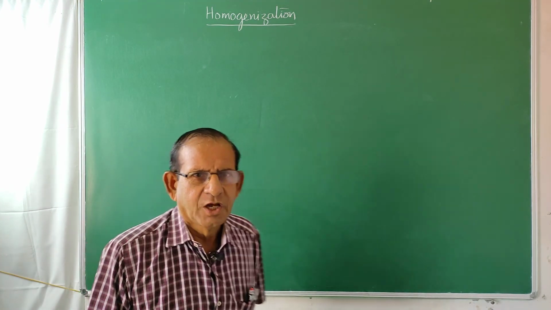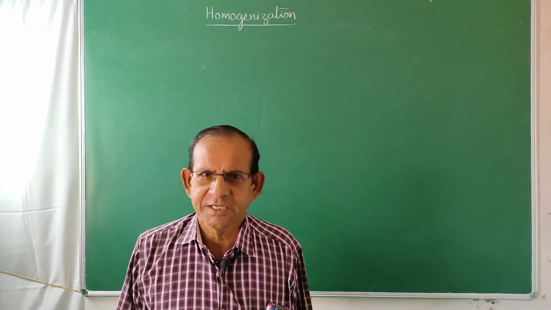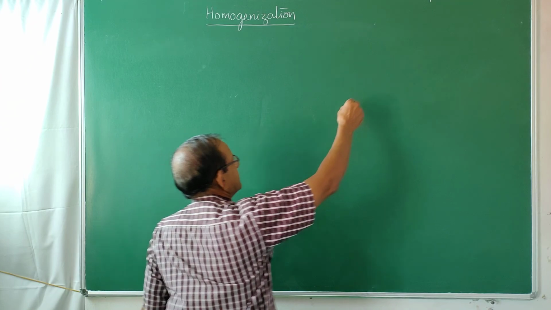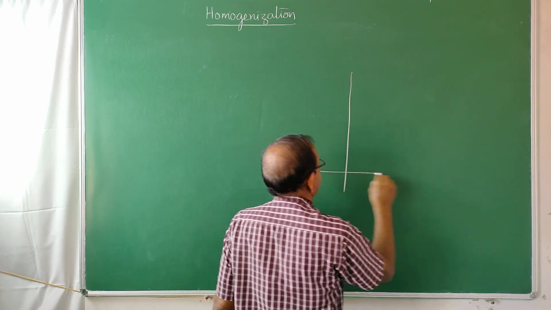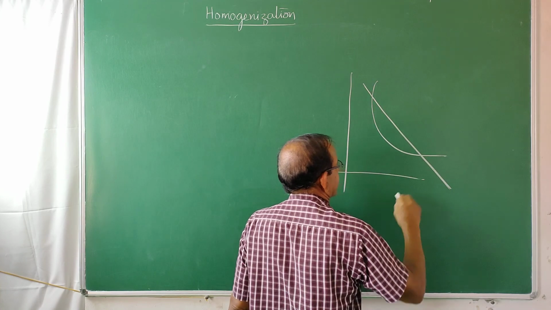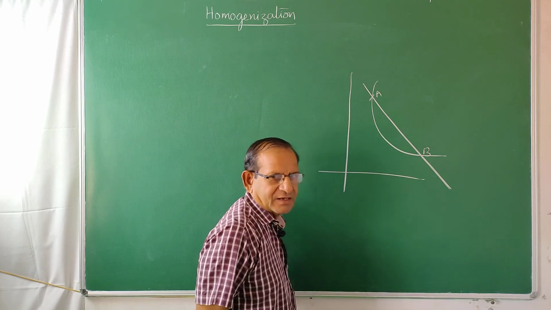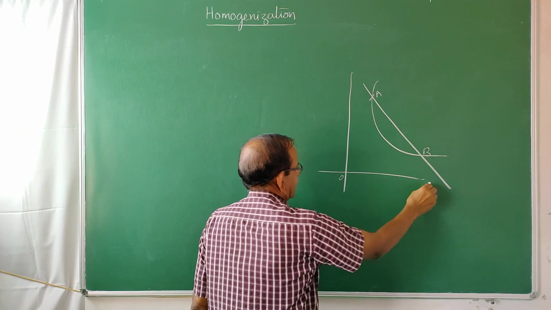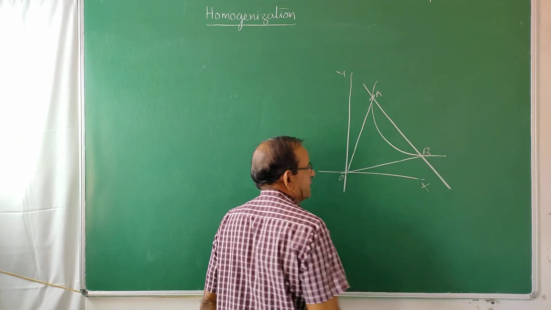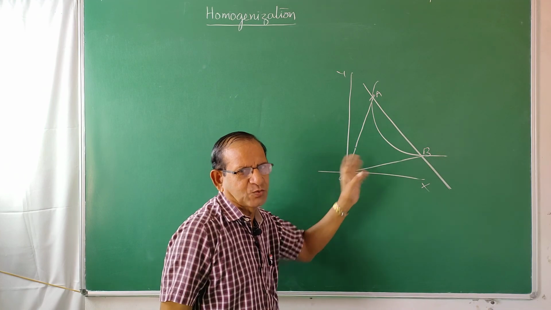Dear students, today I want to explain the homogenization in pair of straight line chapter, the second part. Now, suppose a curve is given and a straight line is also given. Suppose they are intersecting at 2 points A and B. If you join these 2 points A and B to the origin, you will get a pair of straight lines, OA and OB. How to get these two lines?